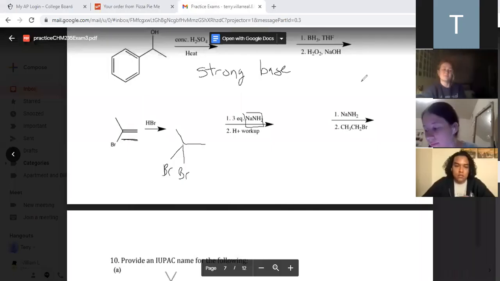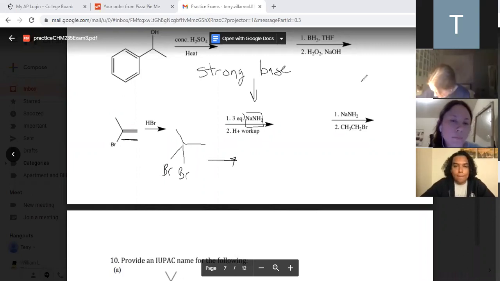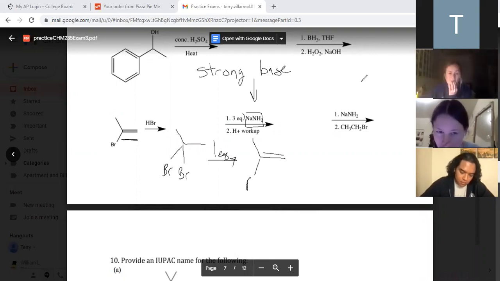With a strong base like sodium amide, we are going to do an E2. With my first equivalent, I am going to form an alkene, but I still have one bromine, right? Because I only did one elimination. What's going to happen with my second equivalent? It's going to form a triple bond.